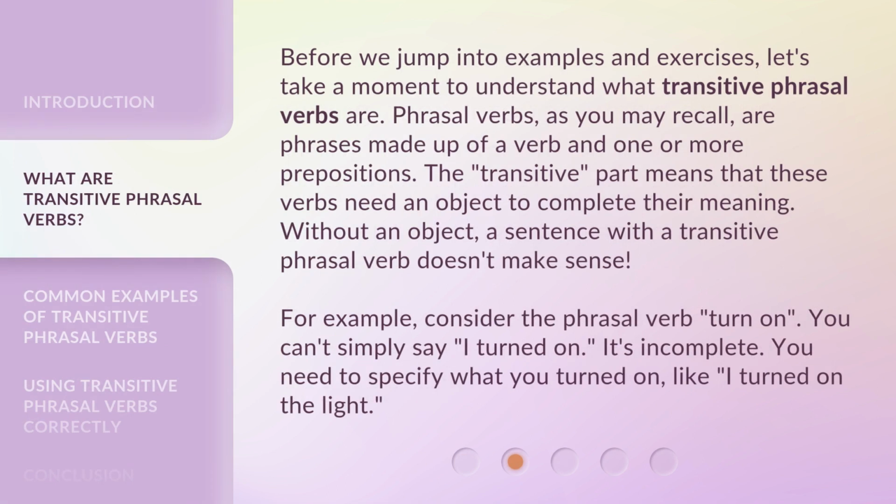Before we jump into examples and exercises, let's take a moment to understand what transitive phrasal verbs are. Phrasal verbs, as you may recall, are phrases made up of a verb and one or more prepositions. The transitive part means that these verbs need an object to complete their meaning. Without an object, a sentence with a transitive phrasal verb doesn't make sense.